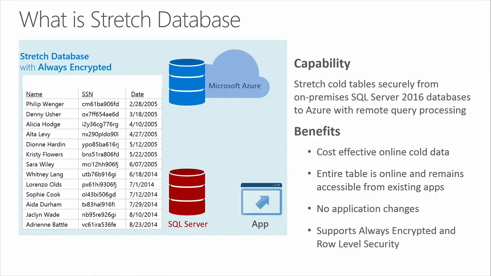It trickles the data from SQL Server into Azure, always in a secure channel. And if you really care a lot about security and the secure channels are not enough for you, you can also implement Always Encrypted before you stretch. That way, only ciphertext is ever moved over to Azure.